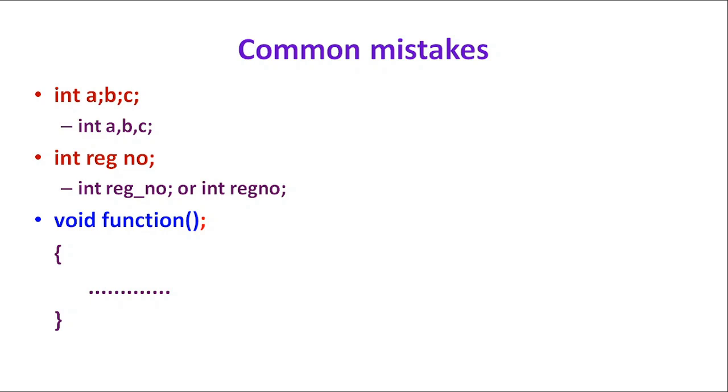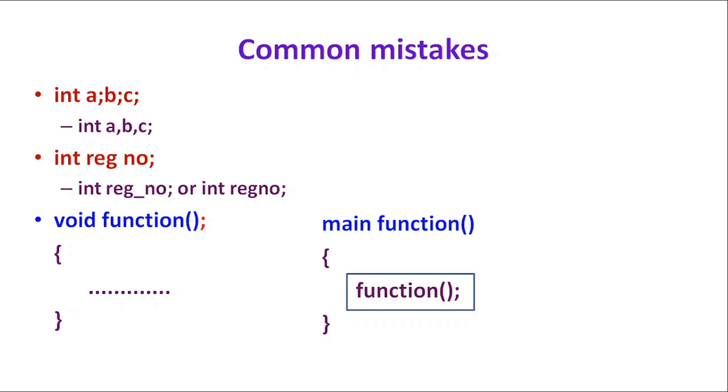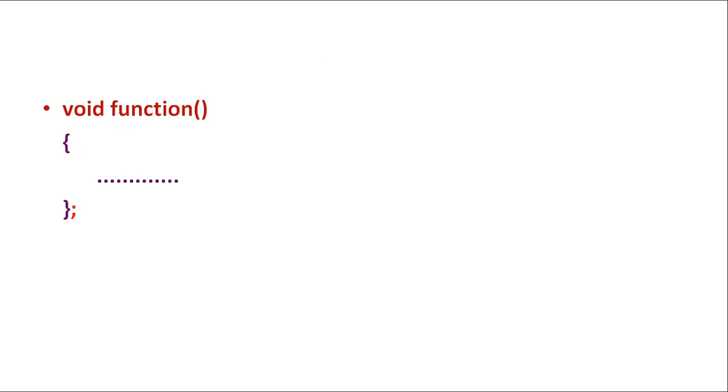Since functions are separated with the help of the braces, a semicolon is not allowed in a function definition. A semicolon is only needed at the end of a function name in a function call, not in function definition. Here also, a semicolon is not accepted at the end of a function definition.